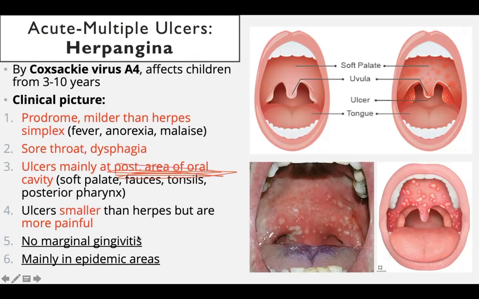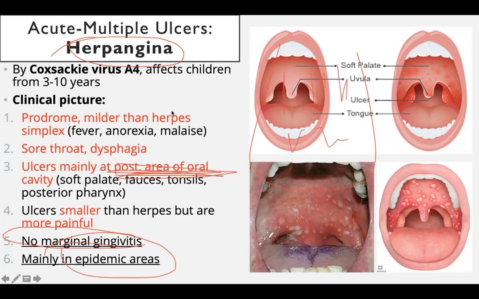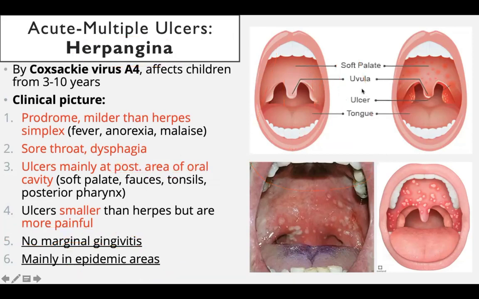Herpes was having marginal gingivitis. This is having no marginal gingivitis seen here. And this herpangina is usually seen in epidemic areas when there is one area and a lot of cases are appearing. So you can say, okay, this looks epidemic, so maybe it's herpangina.